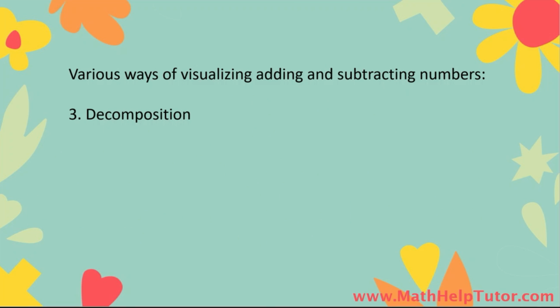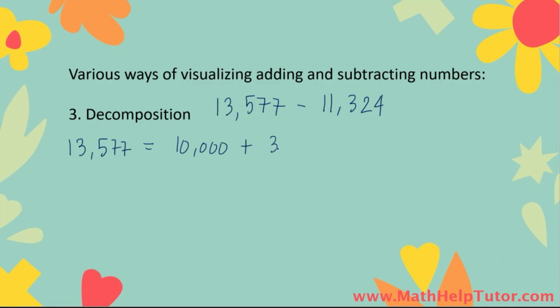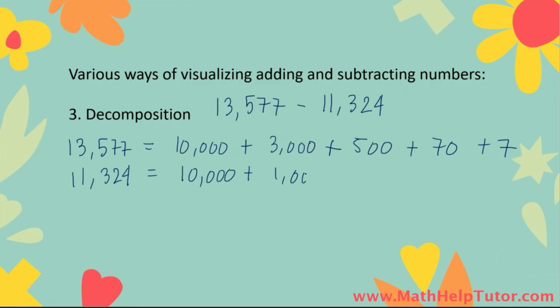Now it's also the same way for subtracting large numbers, like let's say 13,577 minus 11,324. So first we rewrite these numbers into their decomposed forms. So for 13,577, that's equal to 10,000 plus 3,000 plus 500 plus 70 plus 7. While 11,324 is equal to 10,000 plus 1,000 plus 300 plus 20 plus 4.